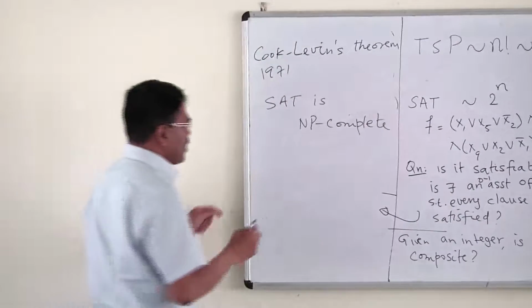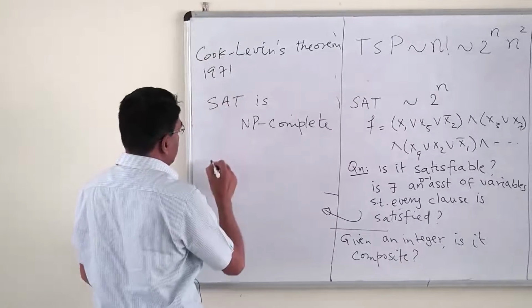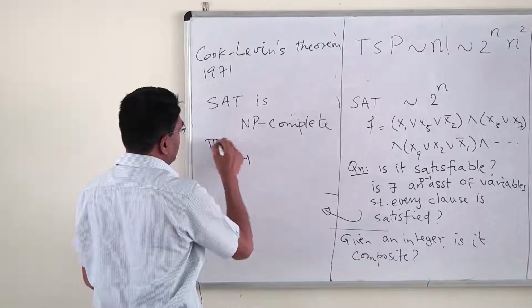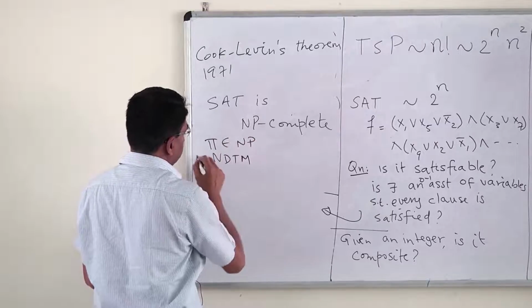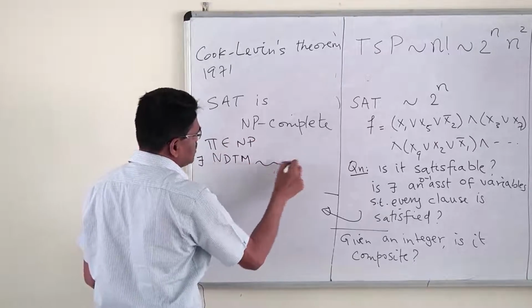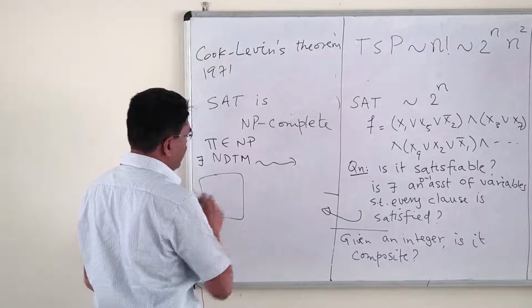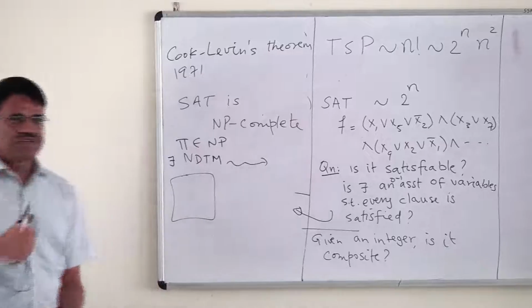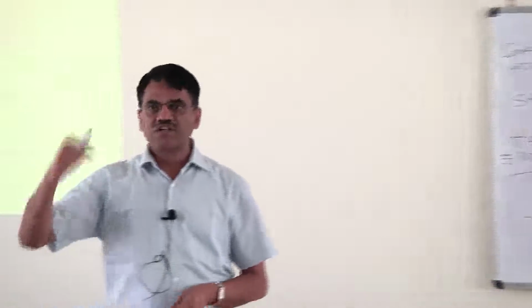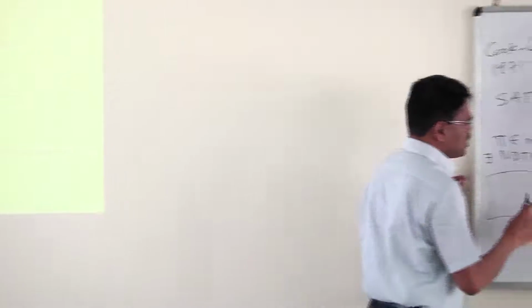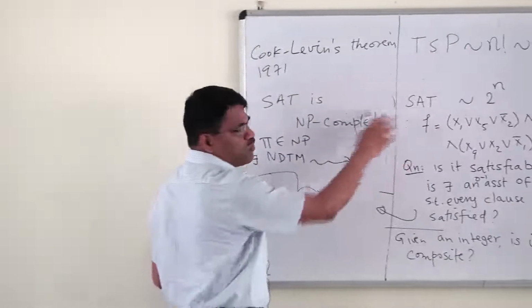So how did he show this? He took a non-deterministic Turing machine. So there is a problem Pi in NP. It has a non-deterministic Turing machine which will accept in polynomial time. Turing machines, we all know how they work. There is a finite set of states, a transition function, symbols. Now he took this Turing machine and modeled it as a Boolean formula.